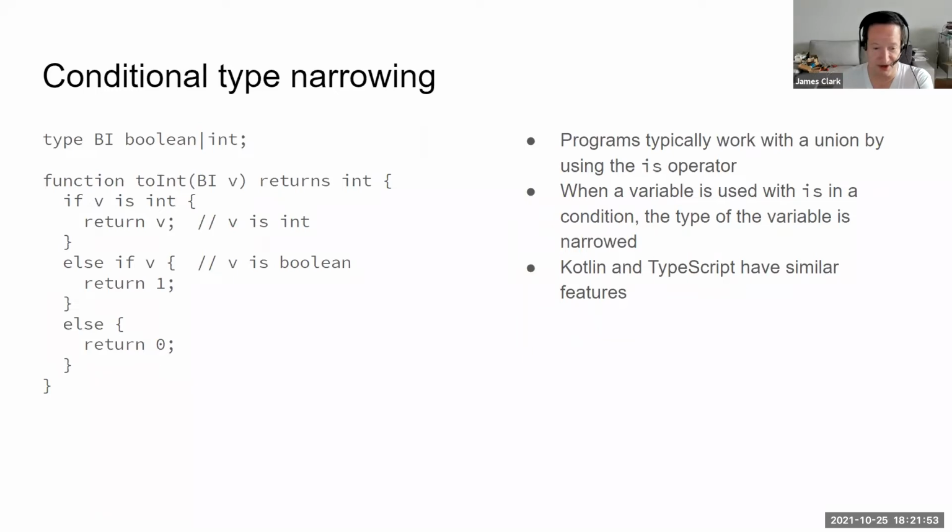So if you've got a union, how do you actually do something with it? The way we do something with it is with the is operator, and it's kind of JavaScripty. Kotlin actually, I think, has exactly the same syntax. So if we've got a type bi that is either a boolean or int, we can test if it's an int, and if it is, we return it. And if it's not an int, then it must be a boolean.